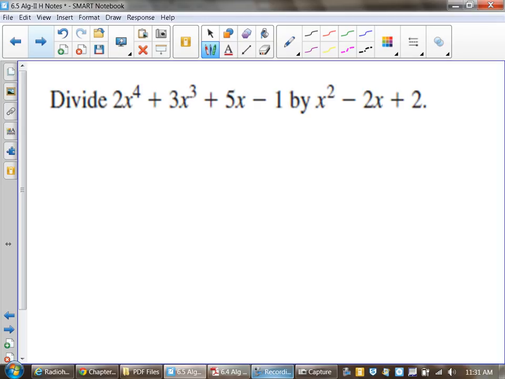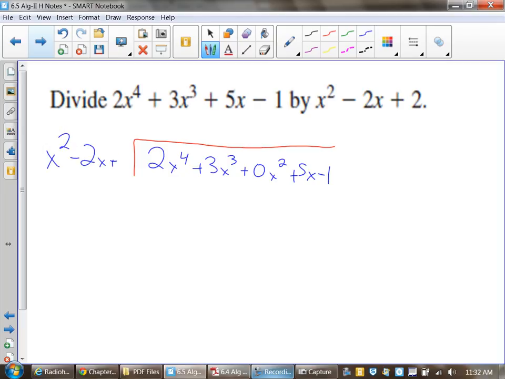Good. So you start out by writing out what's going to go underneath the little divisor symbol: 2x to the 4th plus 3x cubed plus 0x squared plus 5x minus 1. Quotient is the answer. The radical is the square root.